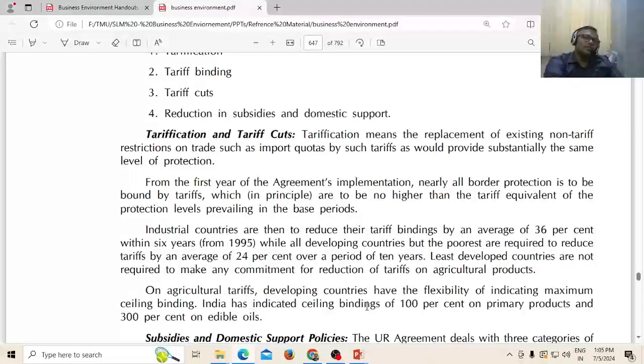Thus, the industrial countries are to reduce their tariff bindings by an average of 36% within 6 years from 1995, while all developing countries but the poorest are required to reduce the tariffs by an average of 24% over a period of 10 years. Least developed countries are not required to make any commitment for the reduction of tariffs on agriculture products. On agriculture tariffs, the developing countries have the flexibility of indicating the maximum ceiling binding. India has indicated ceiling bindings of 100% on primary products and 300% on edible oils.